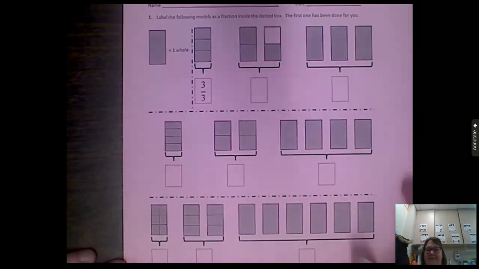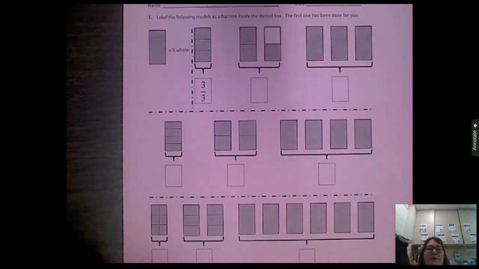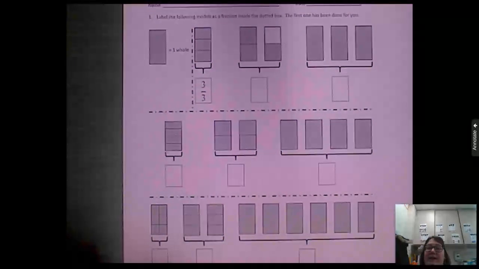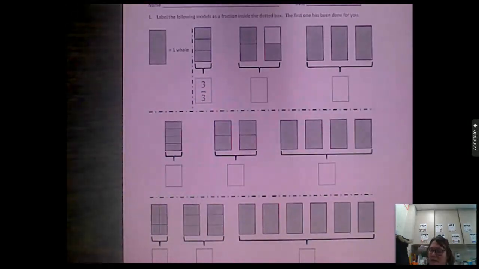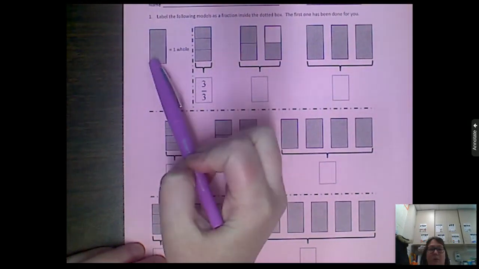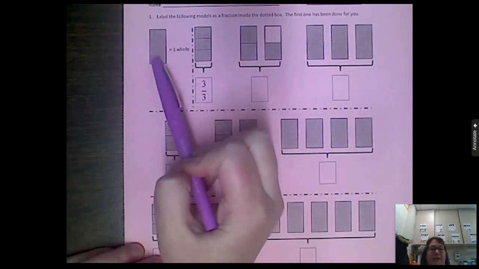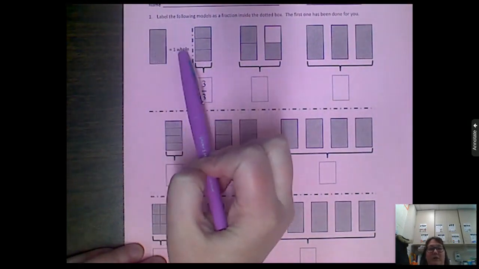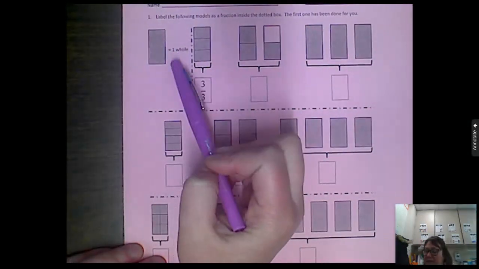Okay, so number 1 says to label the following models as a fraction inside the dotted box. The first one has been done for you. Here we have one rectangle and the whole thing is shaded in. So they said that this equals 1 whole, which yes, we can see that, right?